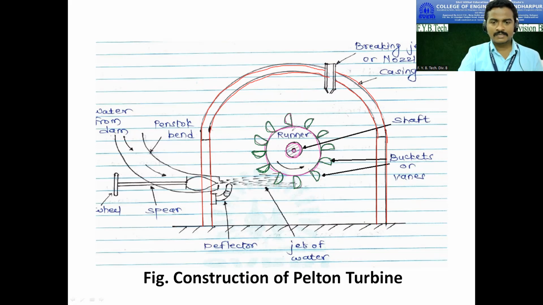So this way you can draw the runner, on which the series of buckets are placed. Then you can show the penstock, where you can see the bend to the penstock. You can draw the penstock with the bend. Then you can show the spear.